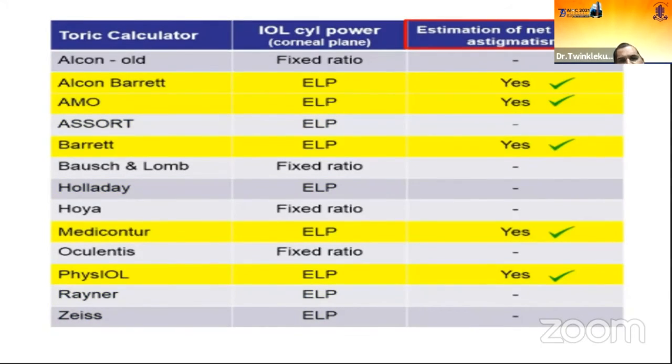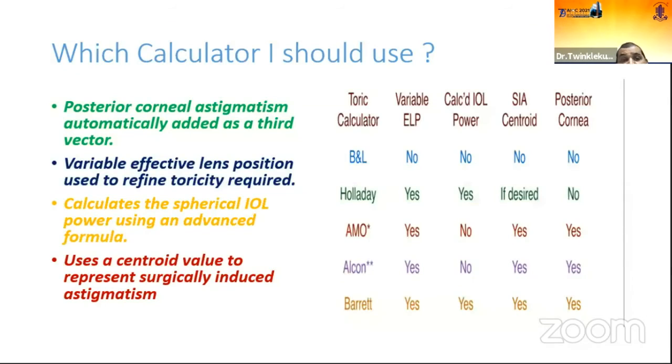In the same way, the addition of posterior measurement is also incorporated by many toric calculators like the Alcon toric calculator or AMO, Barrett toric calculator, and Medicontour or Visual toric calculator. So which calculator should one use? A calculator which has PCA automatically added as a third vector. A calculator which has a variable effective lens position used for toricity when refinement in the toricity is required. A calculator where you don't require additional biometry spherical component. It calculates its own spherical power by using the advanced formula, and it uses the center value to represent the surgical astigmatism. At present, the Barrett is the only one which fulfills all these four criteria.